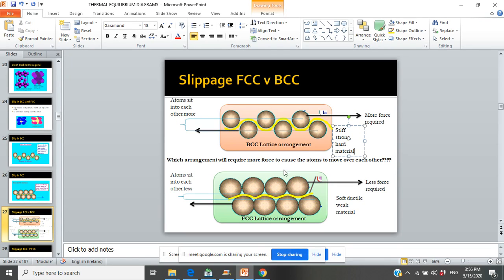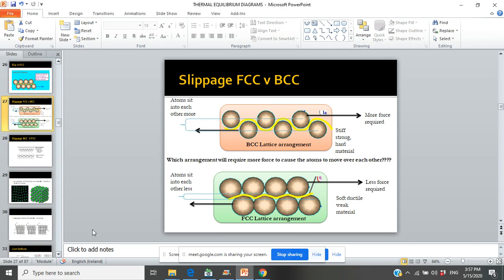Right? So that's when we talk. If I ask you to tell me the difference between slippage in FCC and BCC, these are the two diagrams you draw. You say that BCC atoms are spaced further apart, they sit down into each other further, meaning that slippage is much harder. FCC, they don't sit down into each other as much, they're packed much tighter together, meaning that there's much less force required, making them much softer, ductile, and weak materials. All right? Is everyone okay with that?